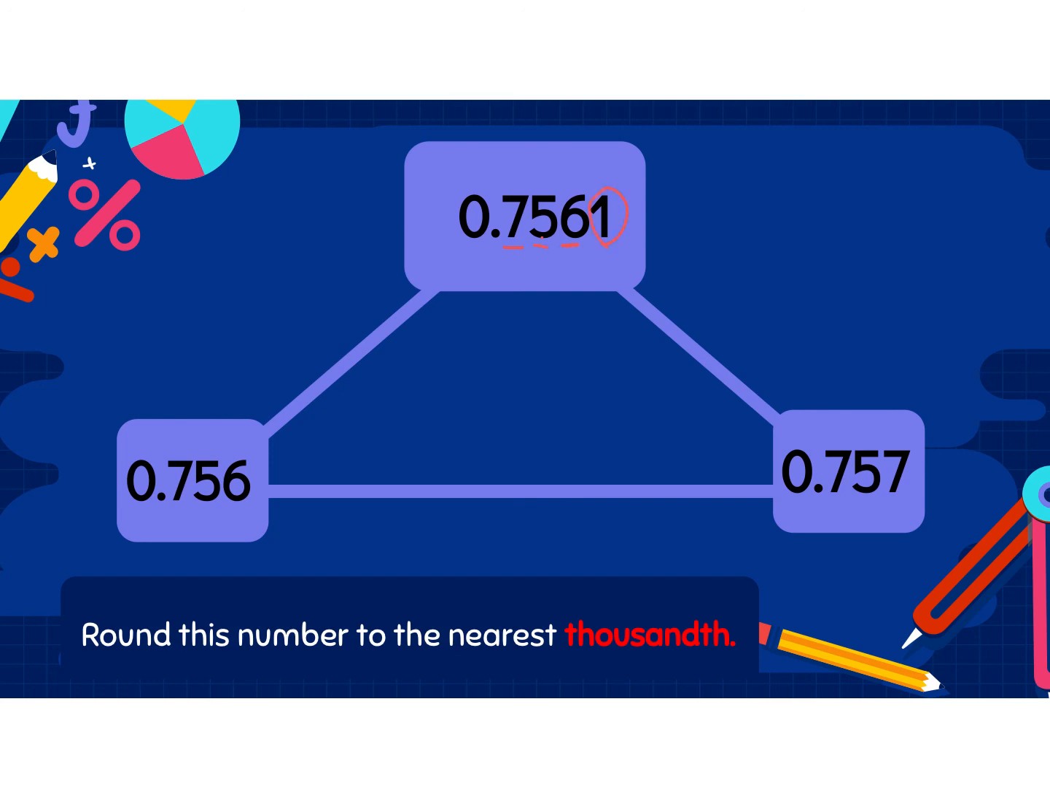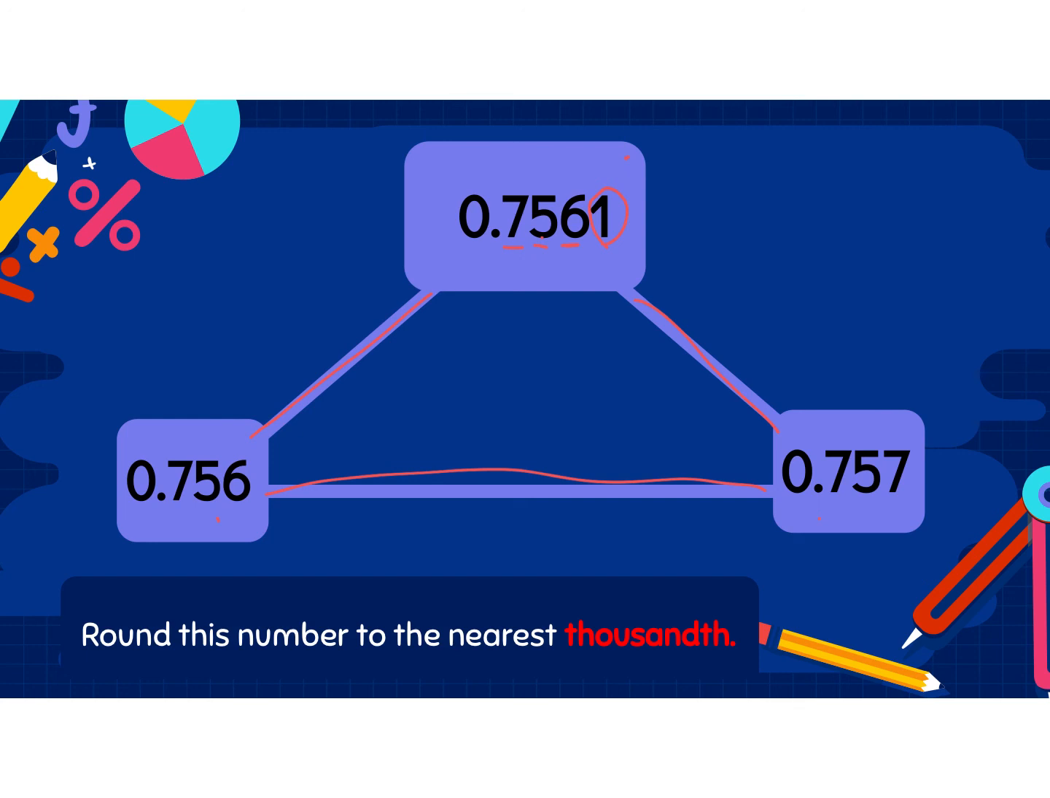What I want you to do right now is get out a piece of paper and draw this diagram exactly. You're going to put this square at the top, make a triangle just like this, write both of these values, and make your own number line to figure out when we need to round 0.7561 to the nearest thousandth. Does it round down to 0.756 or does it round up to 0.757?